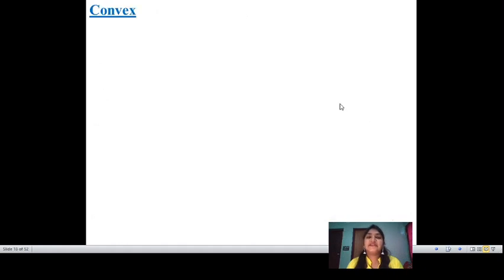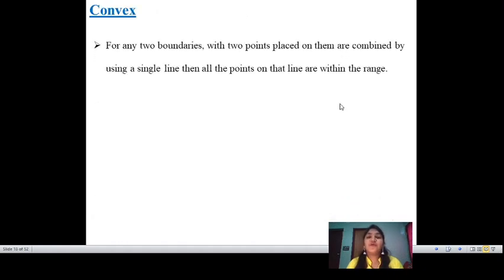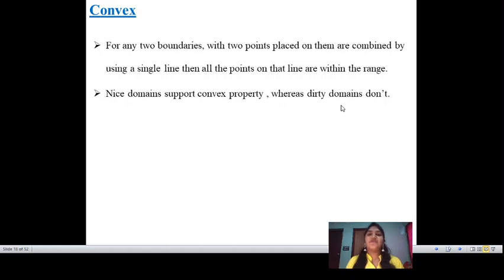So the next property is convex. For any two boundaries, if two points placed on them are combined by a single line, and all the points on that line are within the range, it is known as the convex property. The range will not go outside that particular range. Going out of range defines a bug. Within the range means it doesn't define a bug, the property is satisfied, and it is known as a nice domain. A nice domain supports the convex property, whereas dirty domains do not. And that is one of the properties.